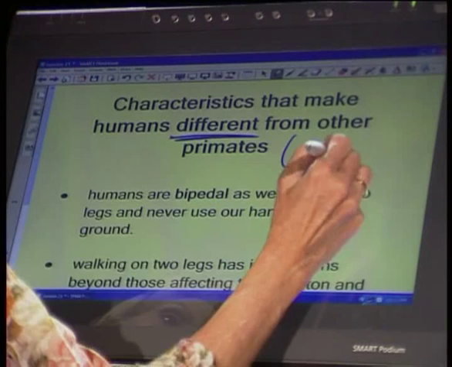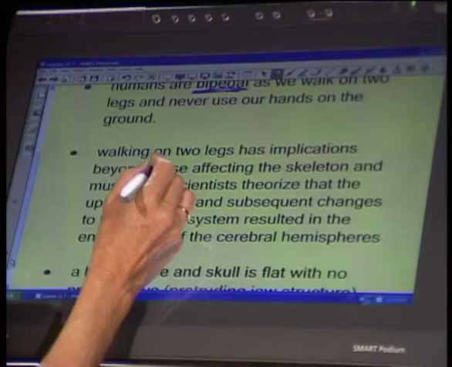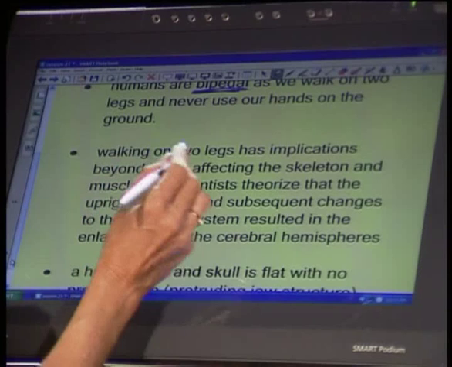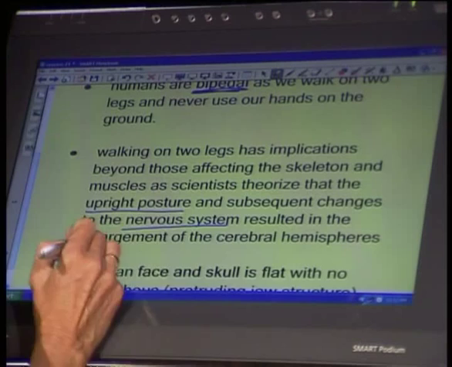Okay, humans are bipedal. We only walk on two legs, people. You never see anybody going down and running on all fours. Whereas baboons, monkeys, all your primates can stand up, but they don't like to walk around all the time on two legs. They still drop down on all fours. Walking on two legs has implications beyond those affecting the skeleton and muscles. Scientists theorize that the upright position and the changes in the nervous system resulted in the enlargement of the brain. So we have a larger brain than these animals do.